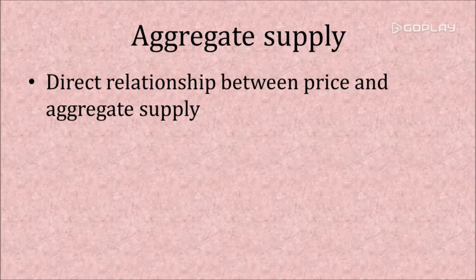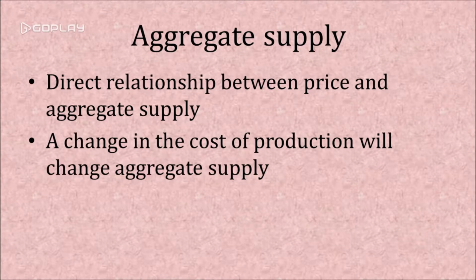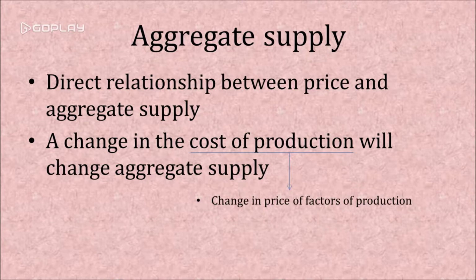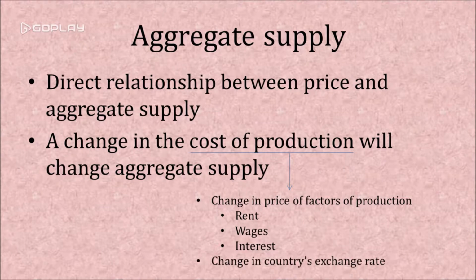A change in the cost of production will change aggregate supply. Change in cost of production includes a change in the price of factors of production like rents, wages, and interest. A country's exchange rate will determine how affordable it is to import goods and services from overseas. So if the exchange rate changes, it will affect the cost of production should the country import factor inputs for production. An increase in the cost of production will decrease aggregate supply and vice versa.